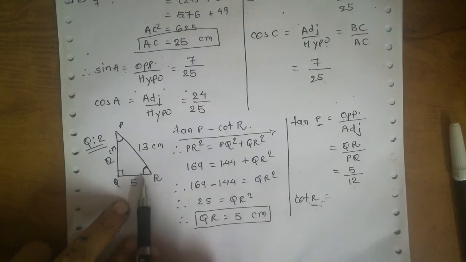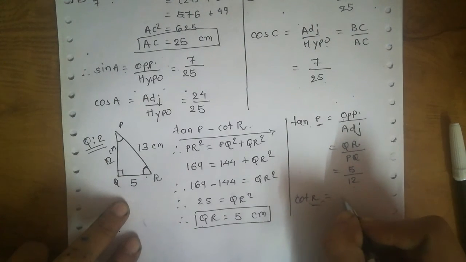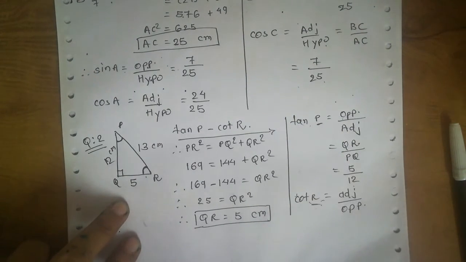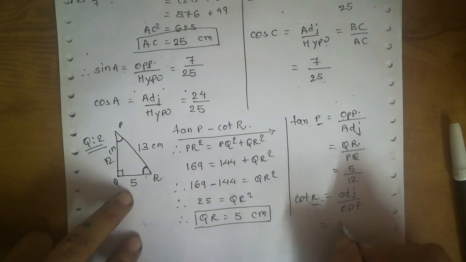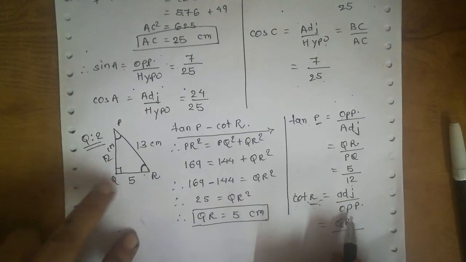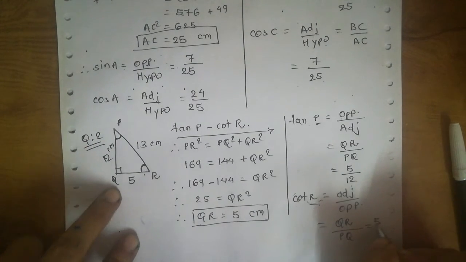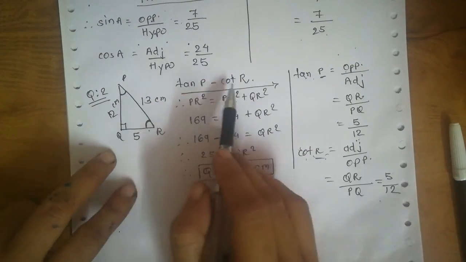As you practice more, for angle R, first of all we write the formula for the cot function, which is adjacent by opposite. Adjacent for the angle R is QR, and the opposite side for the angle R is PQ. So finally we have QR is equal to 5 and PQ is equal to 12. So we have tan P is equal to 5 by 12 and cot R is also equal to 5 by 12. But we need to find this tan P minus cot R.